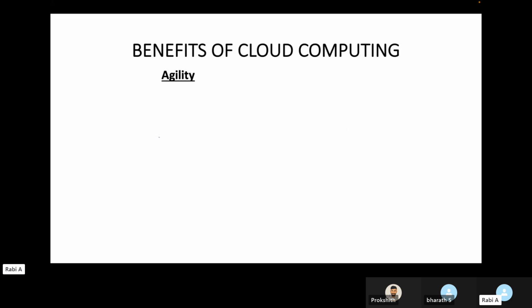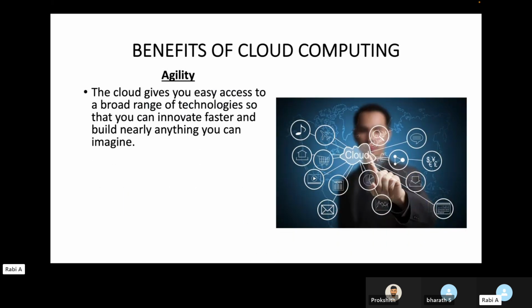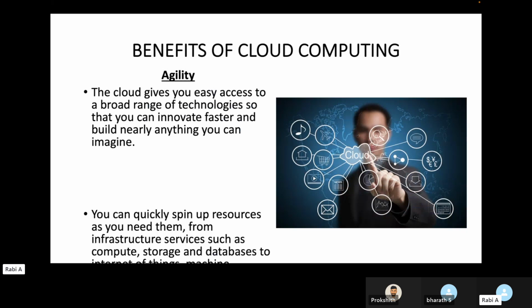So the first benefit we have is agility. The cloud gives you easy access to a broad range of technologies so that you can innovate faster and build nearly anything you can imagine. These cloud service providers will give you anything you want: your servers, your database, your Internet of Things, your data analysis, or some customer facing applications. Anything you want, the cloud services will provide it, and you can start using that to innovate faster and build any kind of application you want.